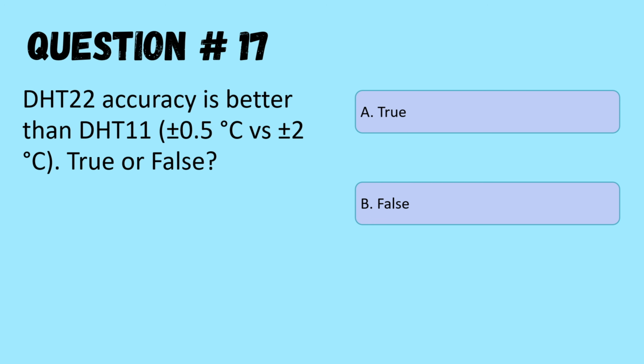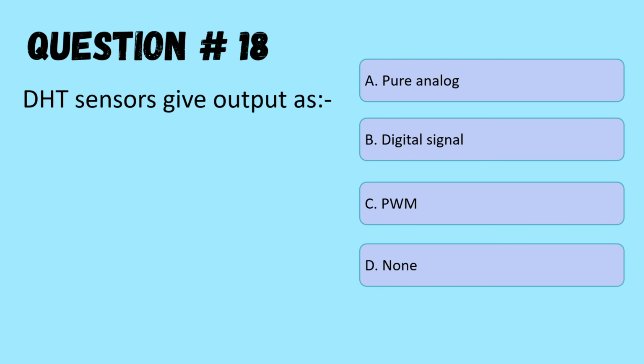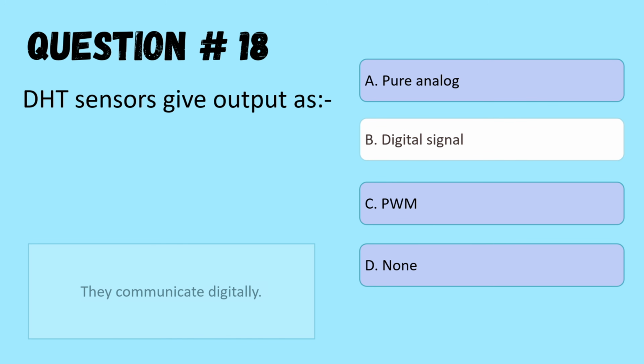Next question is: DHT22 accuracy is better than DHT11. True or false? So the correct option is true. So we are moving to the next question. Next question is: DHT sensor gives output as? Options are pure analog, digital signal, PWM, or none. So the correct option is option B, digital signal. So we are moving to the next question.